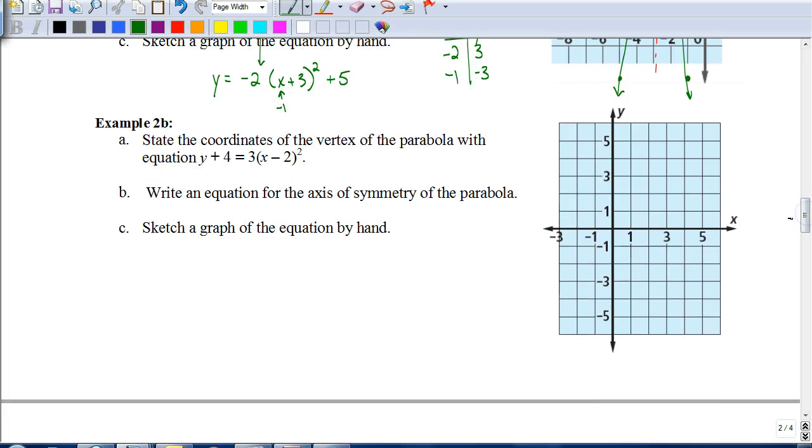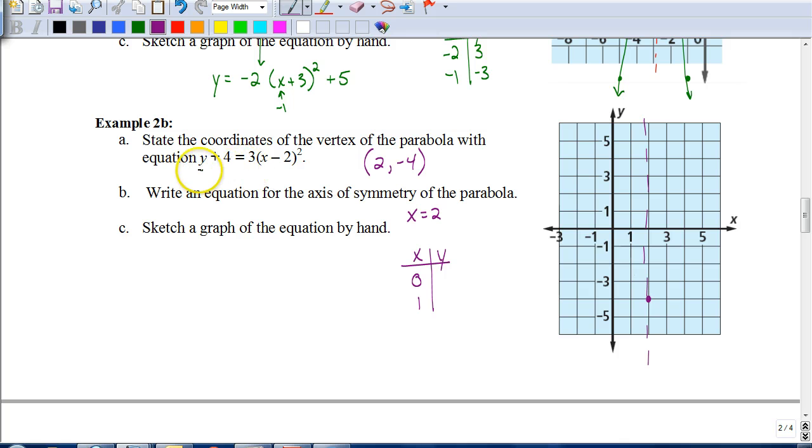So let's do that for this one now. So again, your vertex would be a positive 2 and a negative 4. I'm going to graph that. Positive 2, negative 4. My line of symmetry is going to be x equals 2. So I'm going to put a dashed line going through where x equals 2. I'm going to pick 2 points either to the left or to the right of that line. Let's this time pick 2 points to the left. So let's use 0 and 1.